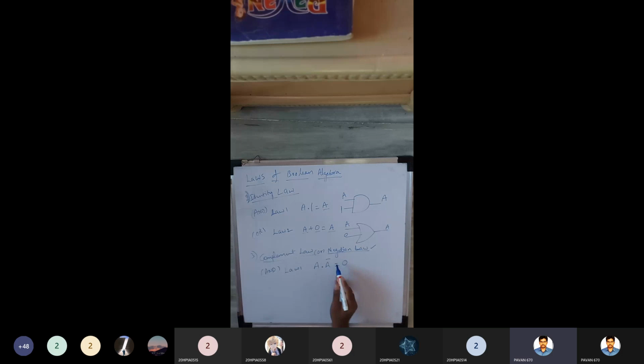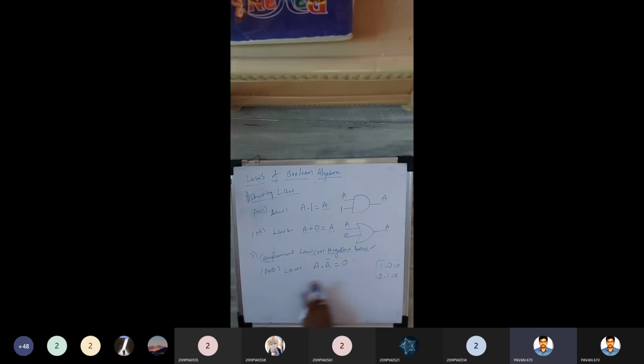A ANDing with A bar. Because if A is 1, it should be ANDed with A bar. A bar means the complement. So 1 ANDed with 0 is 0. If A is 0, ANDing with its complement 1 gives 0. So that's why this is valid for any type of variable. So you can write the statement here. Please write the statement here.